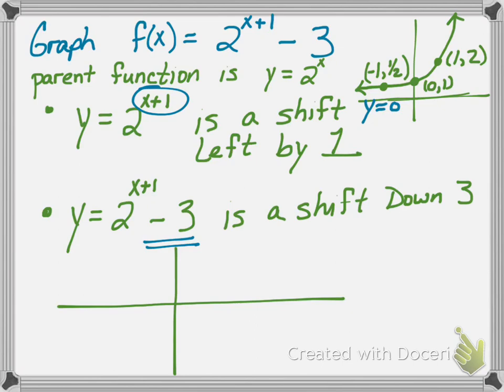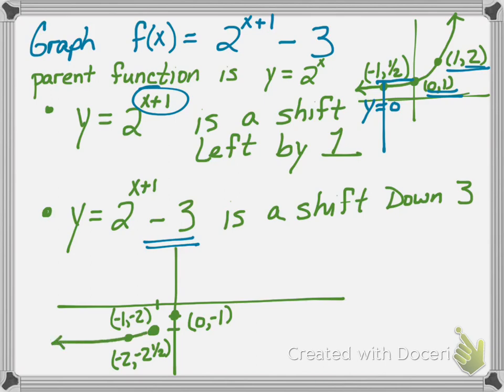Moving each of our points, where does the point 0, 1 go? It goes left 1, down 3, to the point -1, -2. The point 1, 2 goes left 1, down 3, which ends up at 0, -1. And the point -1, 1/2 would end up at -2, -2.5. Connecting the dots, we are increasing from left to right. And here is my horizontal asymptote at y equals -3.